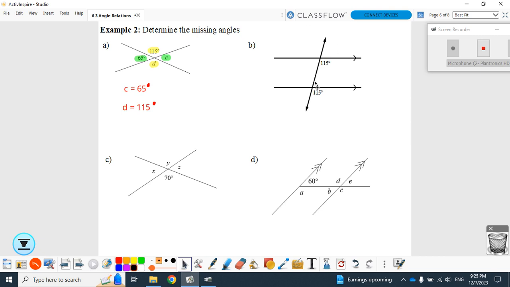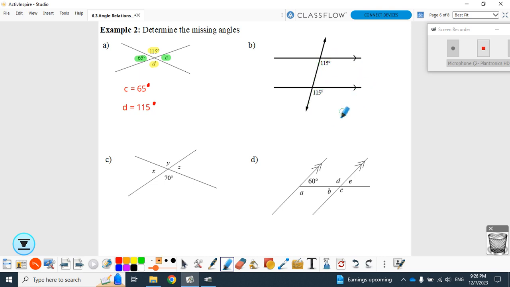Now let's look at here. This thing looks pretty empty, doesn't it? If you notice, these are both 115 degrees. I think maybe because they're saying, hey, look, it's an F pattern, right? Of course, in the armpits of the F, these are both going to be 115.